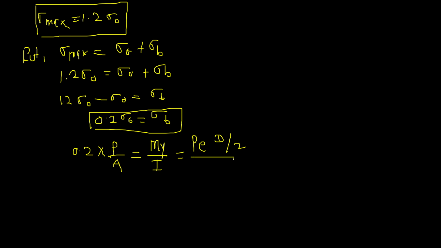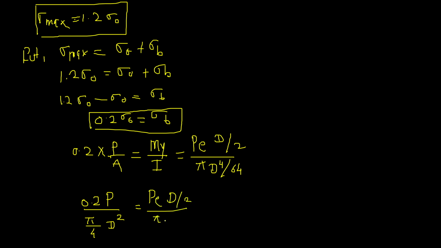d/2 divided by I for circular section is the same, pi d power 4/64. Okay, so from this, if you solve, you just substitute the value of A here. So I am writing it here 0.2 P. What is the formula for A? Area of pi/4 into d square, pi/4 into d square, is equal to P E d/2 by pi d power 4/64.